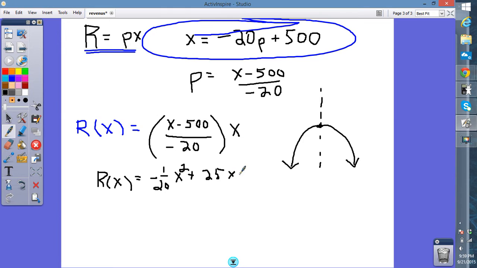Okay, this quadratic equation is in standard form. I don't know if you've talked about this in class yet, but standard form, remember, is ax squared plus bx plus c, and the equation of the axis of symmetry is x is equal to negative b over 2a. So b in this case is 25, so you have negative 25 over 2 times a, our leading coefficient, which is negative 1 over 20.